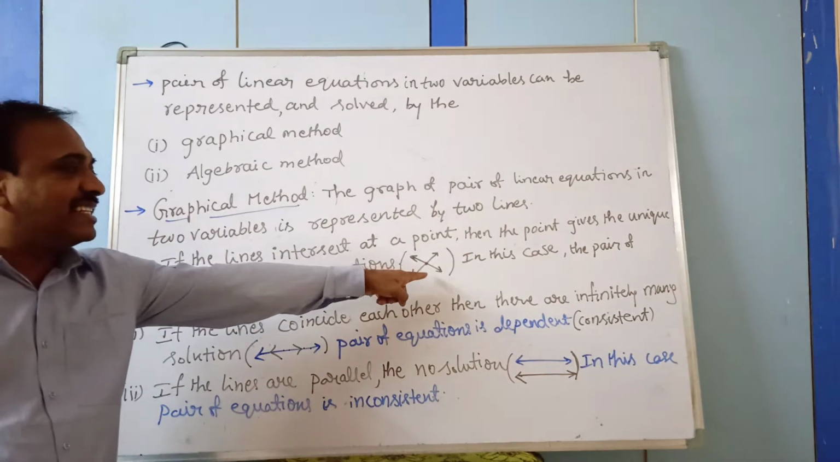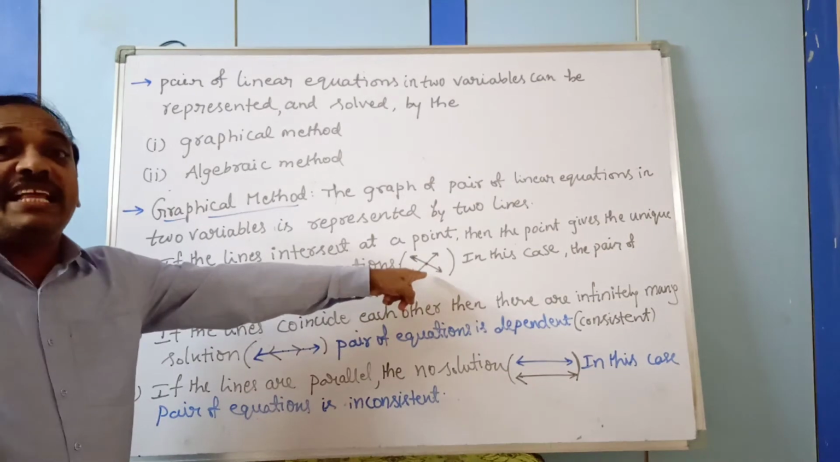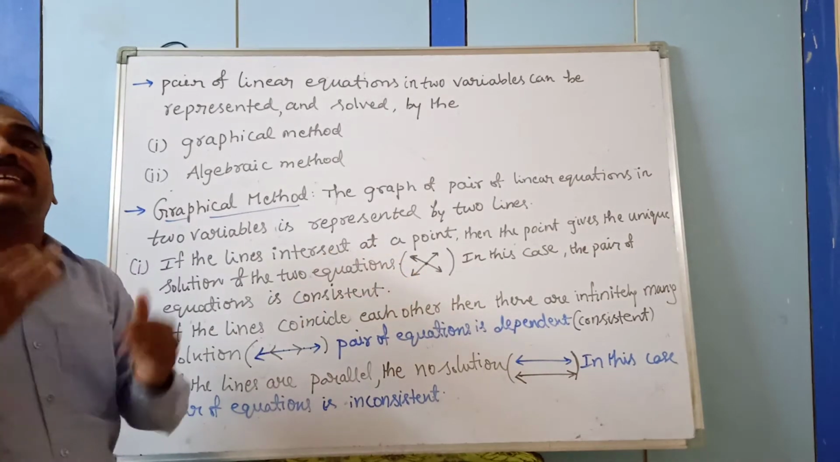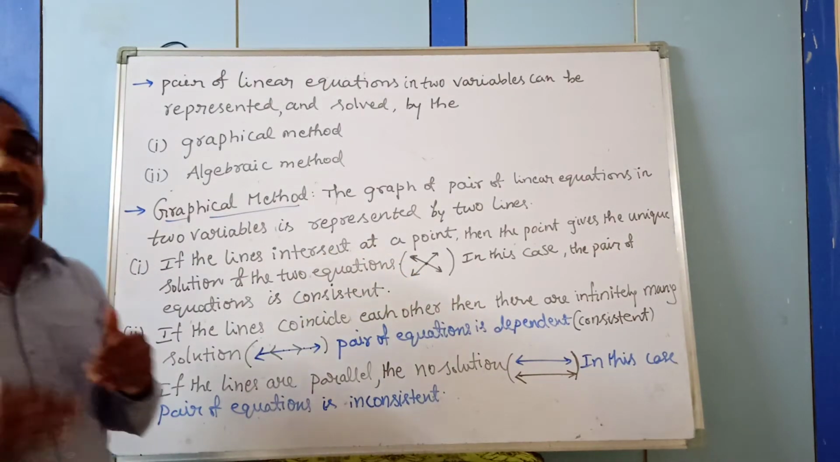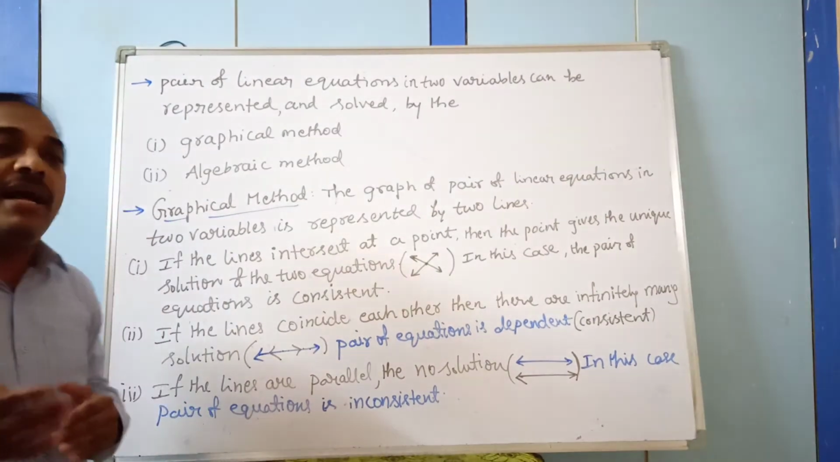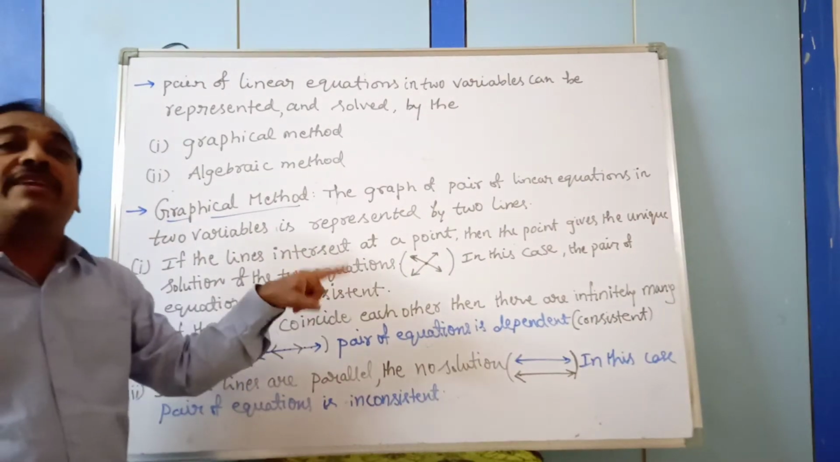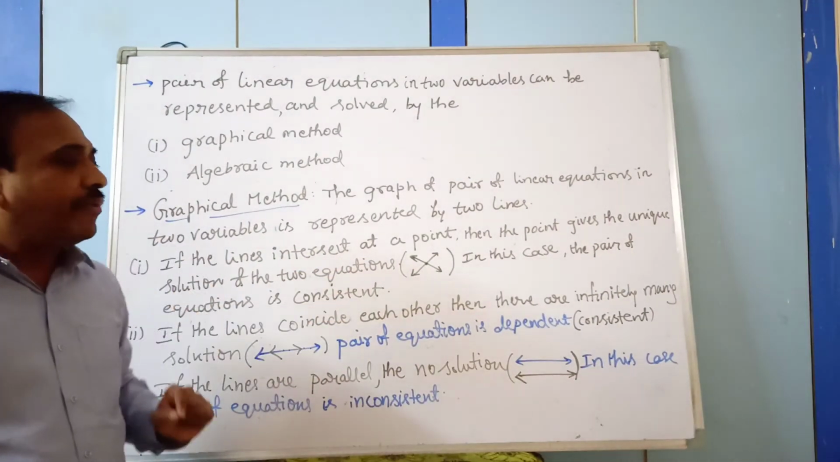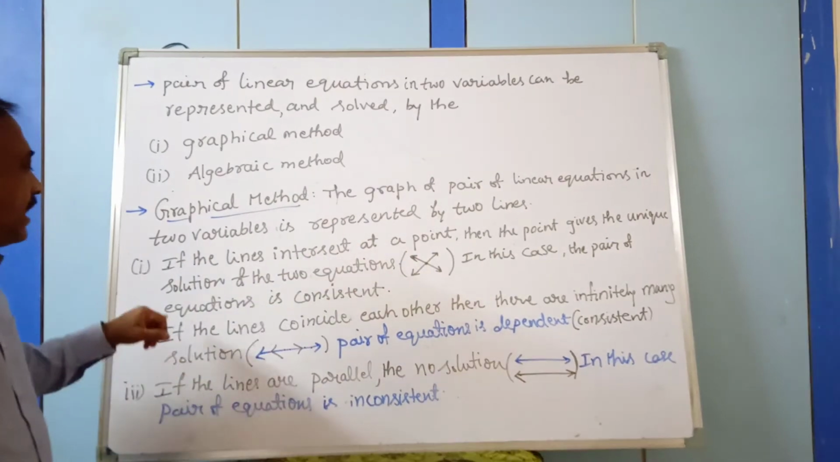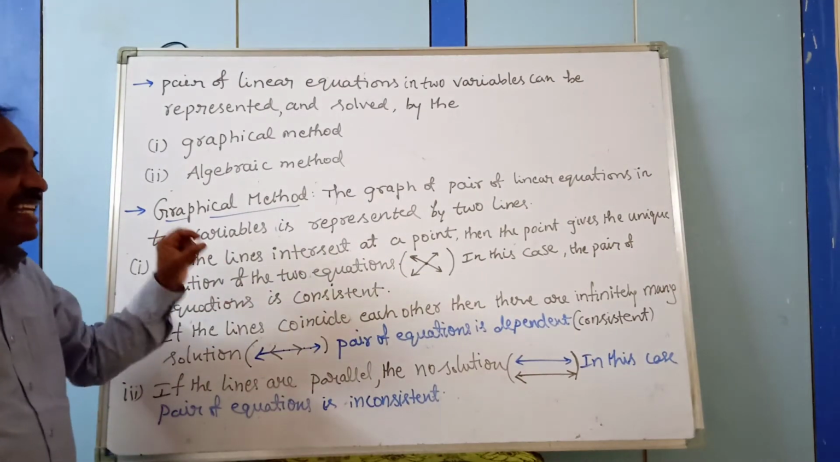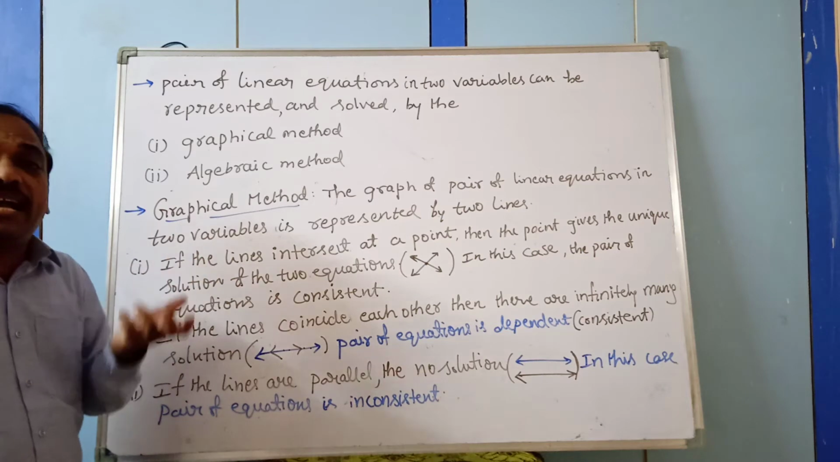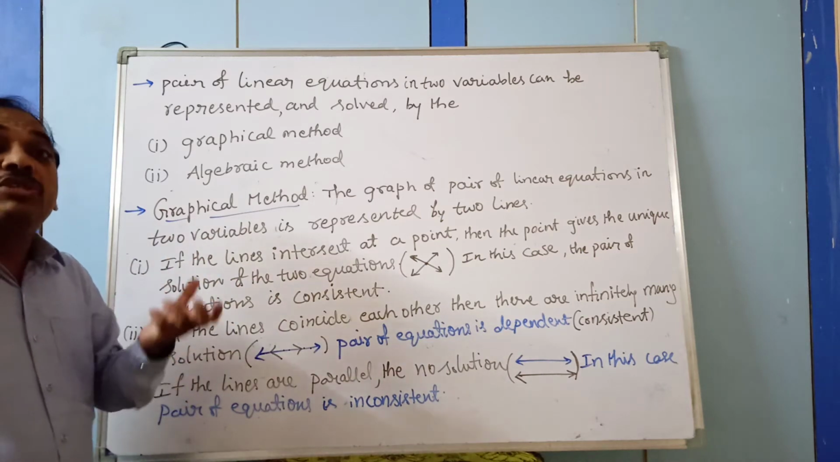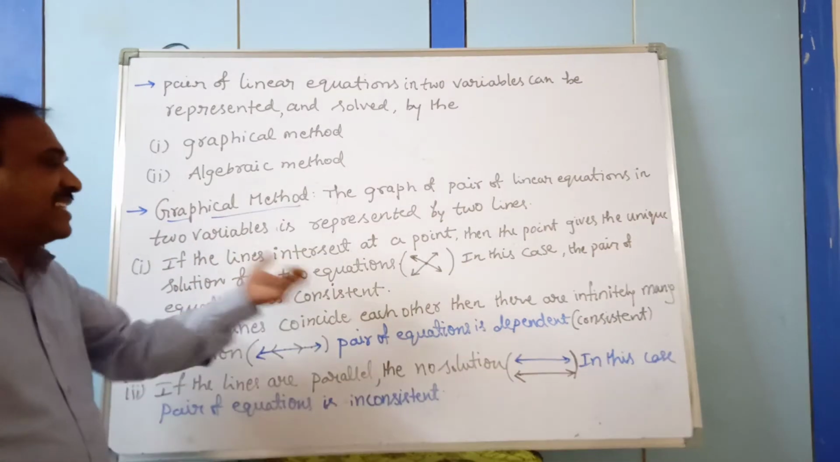Like this, they intersect. The point in the graph where they intersect, its x and y coordinates, will be the solution for both equations of the pair of linear equations in two variables. In this case, the pair of equations is consistent. They have a solution.